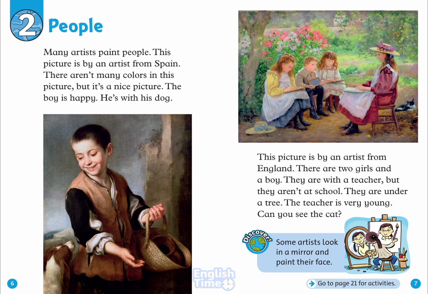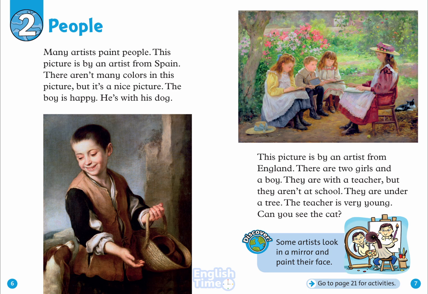Chapter 2. People. Many artists paint people. This picture is by an artist from Spain. There aren't many colours in this picture, but it's a nice picture. The boy is happy. He's with his dog.